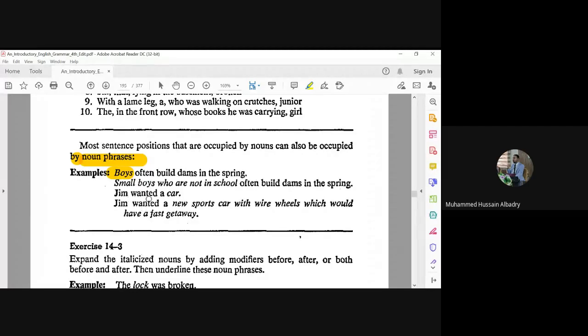Okay. Jim wanted a car. You see, car is what? Is a noun, car. But when you say a new sports car with wire wheels, which has a fast getaway, all this is noun phrase. The head word is car. You see here the car? You can say Jim wanted a car, or you can say this.